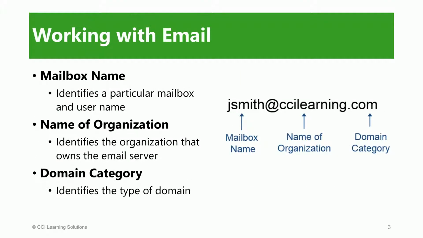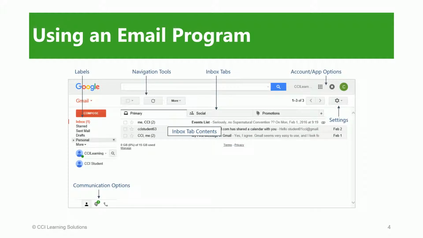So working with emails, there's the mailbox name, which identifies a particular mailbox and username. The name of the organization identifies the organization that owns the email server. And domain category, identifying the type of domain. So in this example here, we have jsmith@ccilearning.com. So we have the mailbox name, the name of the organization, and the domain category.